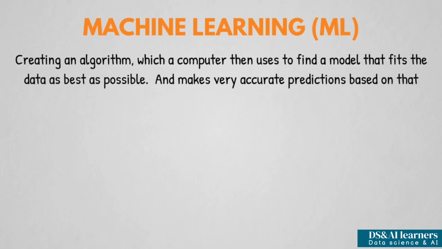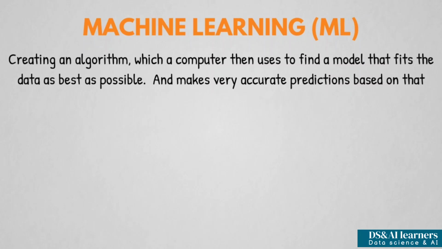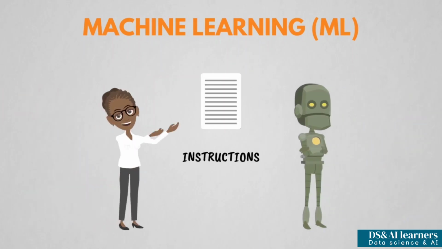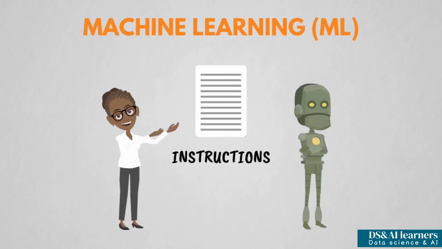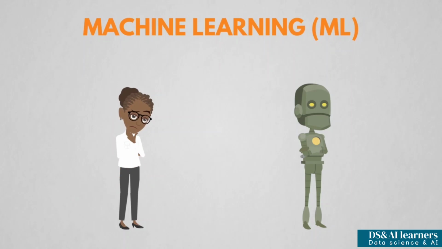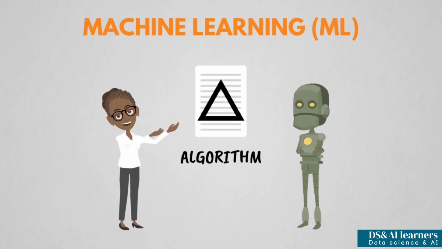Creating an algorithm which a computer then uses to find a model that fits the data as best as possible and makes very accurate predictions based on that. And how is that different from conventional methods? Well, we don't give the machine instructions on how to find that model. We provide it with algorithms which give the machine directions on how to learn on its own.